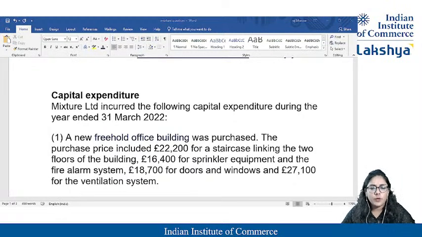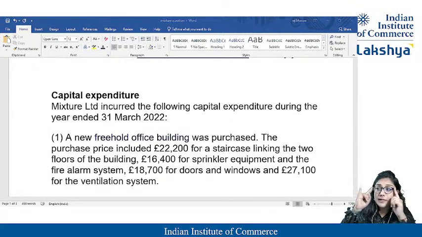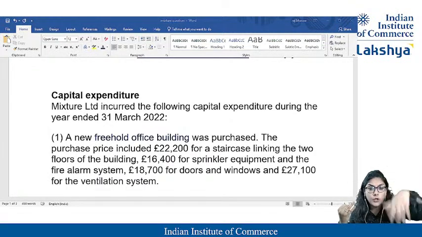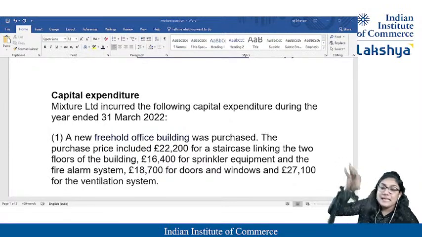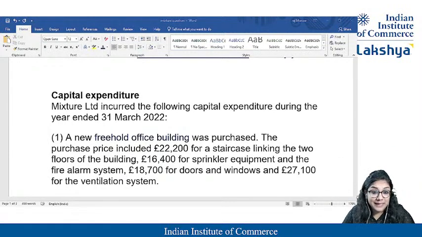Normally, ma'am, you told that capital allowances are not available on a building. So what are the things that constitute a building? It could be walls, things fixed to the wall, doors and windows, some ceilings and all. That constitutes a building.